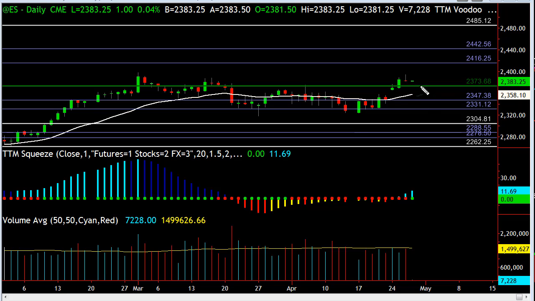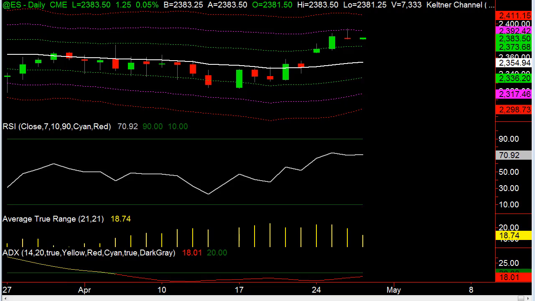And so what do we got here? Well, we've got a squeeze that's just triggered long, but we're also very far removed from the mean, okay? So, here, let me show you another chart real quick. So even though we have a squeeze, we're already two average true ranges away.